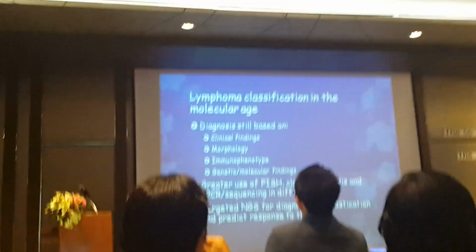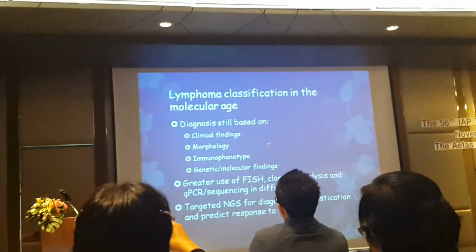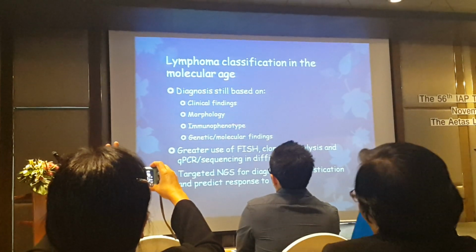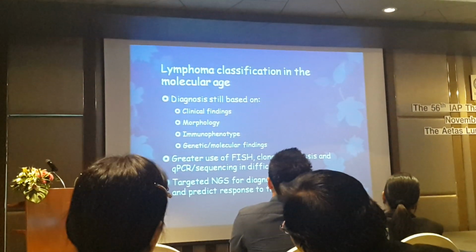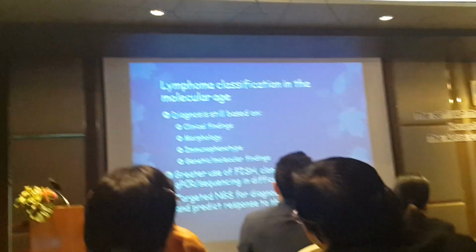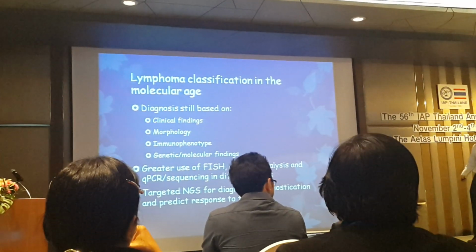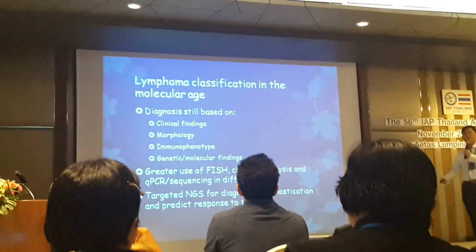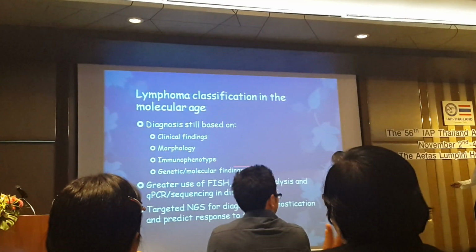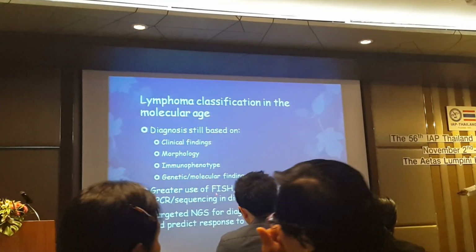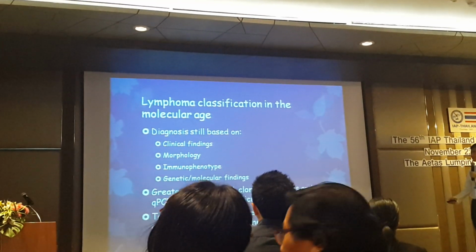That's lymphoma classification in the molecular age. Diagnosis is still based on the clinical findings, the morphology, immunophenotype, and the genetic and molecular findings. None of these by themselves is the gold standard. You probably need to involve all of them in making a diagnosis. Nevertheless, there are now a number of entities which are heavily defined based on molecular alterations. And therefore, to classify some of these newer entities, you will need greater use of FISH in particular, and in some cases, sequencing in some of these difficult cases as well.